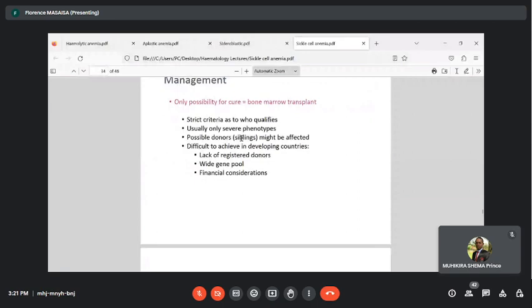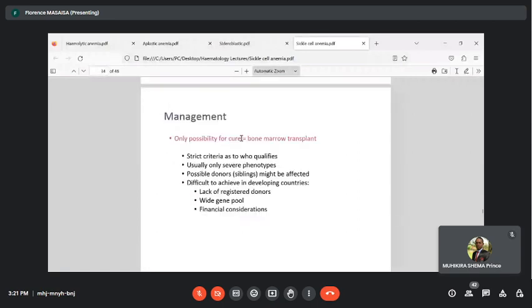So how will be the management? The only possible cure is bone marrow transplant, but for this you have to consider how to get donors, how to get financing, and siblings, because maybe the sibling may also have sickle cell disease, so it's all crucial.